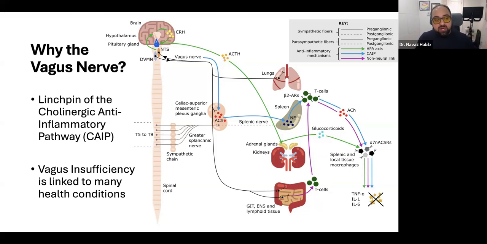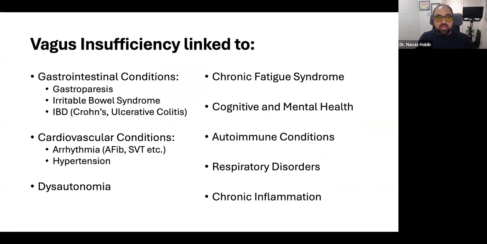When the vagus nerve is dysfunctional or insufficiently functioning, then we result in a lot of these chronic health conditions, gastrointestinal conditions like gastroparesis, IBS, IBD. Cardiovascular conditions are common, arrhythmia, hypertension, dysautonomia, chronic fatigue, cognitive and mental health issues, autoimmune conditions, respiratory disorders, and chronic inflammation all are linked directly to vagus nerve insufficiency. This is important for us to all look at.